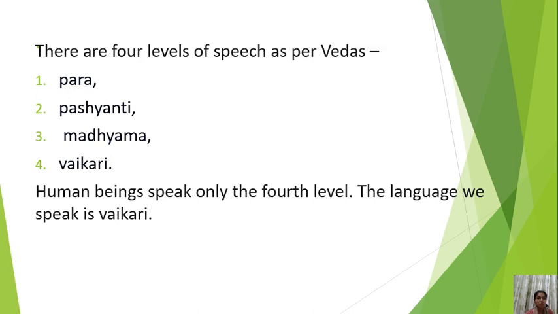Then Pashyanti. Pashyanti is, you can think of it as something that is in your mind, mental communication. Then madhyama, it has just come to your tongue but you have not communicated it. You can relate to it as this. And vakari, it is a type of speech which human beings use in their day to day conversations. So human beings speak only the fourth level. The language we speak is vakari.